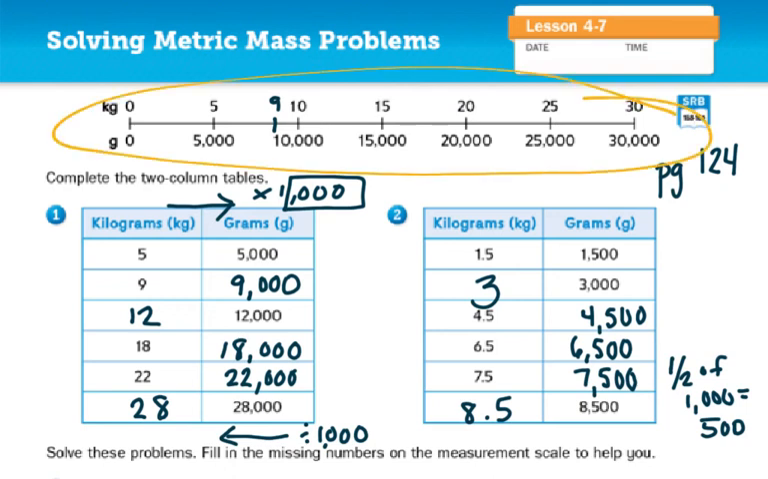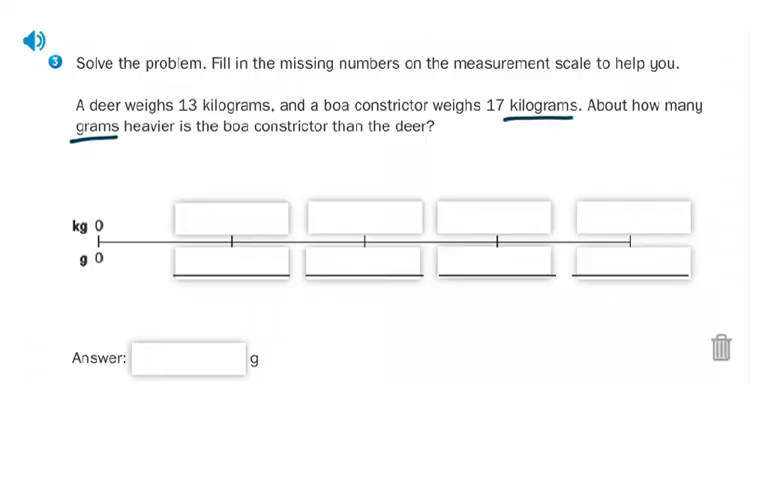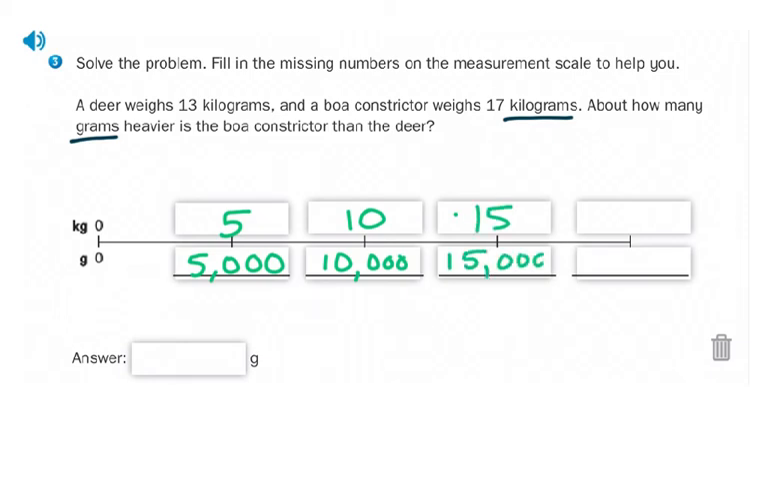Goes up by increments of 5. So here we would have 5 kilograms or 5,000 grams. 10, 10,000 grams. 15 kilograms would be the same as 15,000 grams. And 20 kilograms would be the same as 20,000 grams.